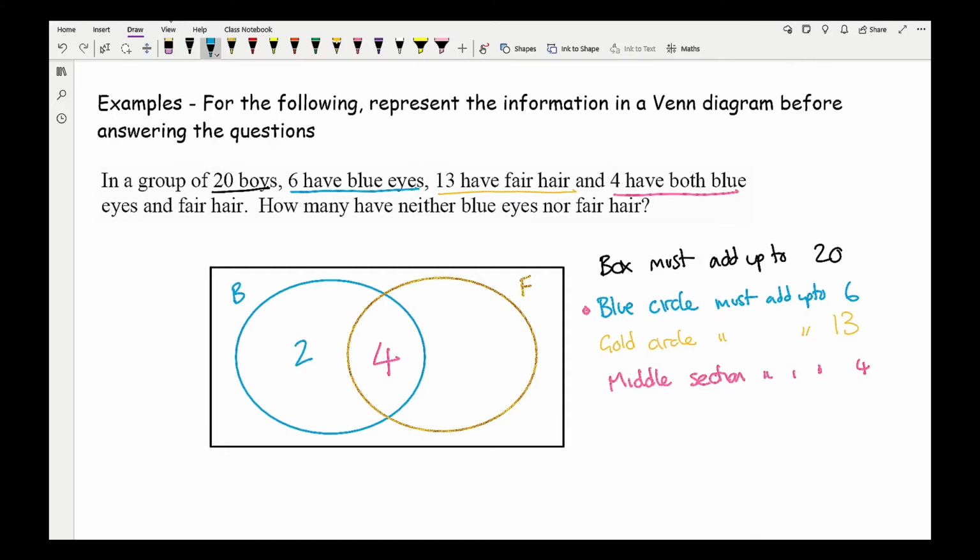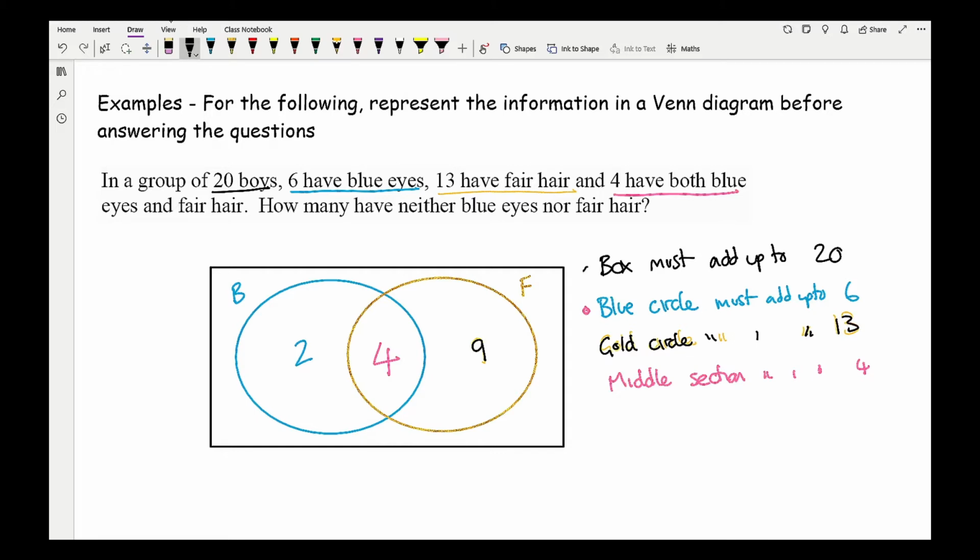Now the gold circle needs to add up to 13. So if there's 4 in the middle, then there needs to be 9 in the area that just represents fair hair. And again, apologies if you can't really see that. Let me just write it in black. So the gold circle must add up to 13. And like it does.